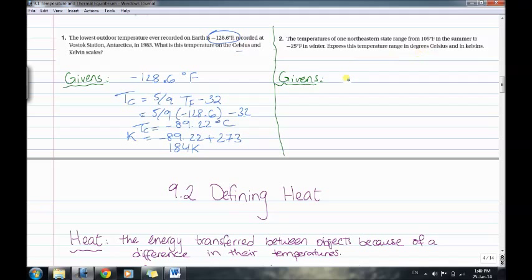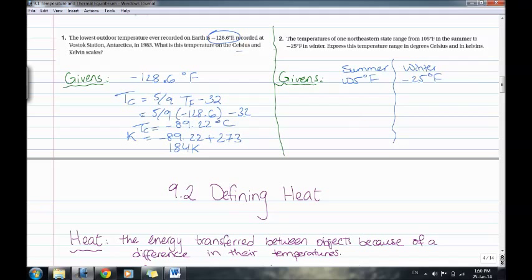Now, the other question. The temperatures of one northeastern state range from 105 Fahrenheit in the summer to negative 25 degrees Fahrenheit in the winter. Express this temperature range in degrees Celsius and kelvins. So we have the givens. For summer, it is 105 degrees Fahrenheit. And in winter, negative 25 degrees Fahrenheit. So let's find for both of these.